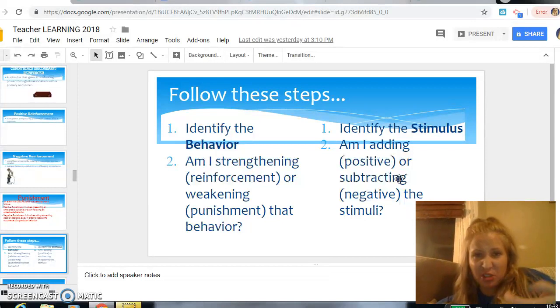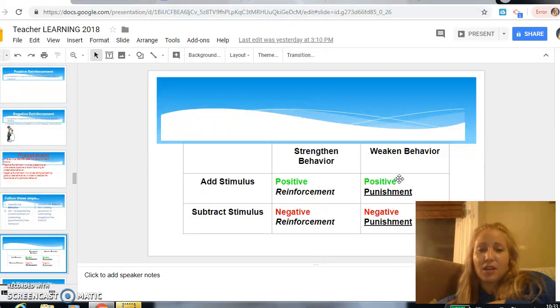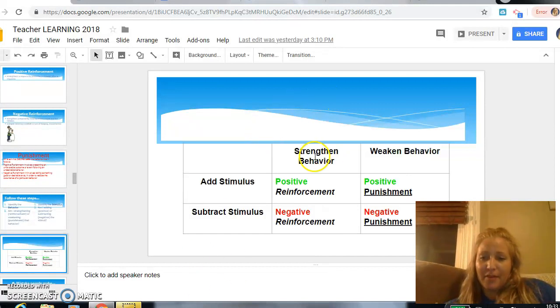If I'm adding, just like math, it's positive. If I'm subtracting, then it becomes negative. So I made this little chart for you. So again, you can see here, if I'm strengthening a behavior and I'm adding a stimulus, that's positive reinforcement.